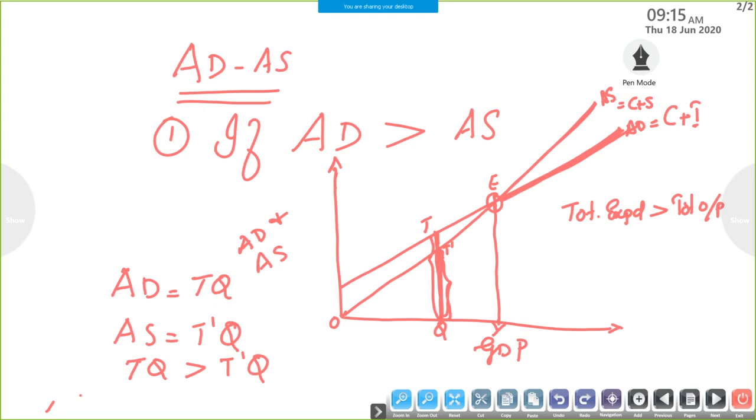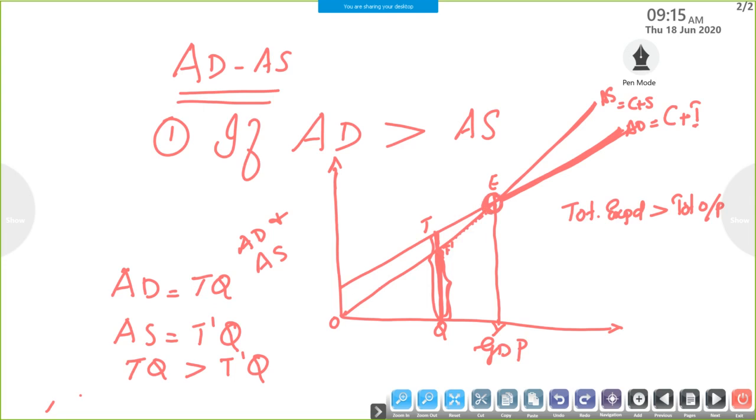So here what is happening? Producers are very happy. If they produce more, definitely they will get more profit. Here there is abnormal profit, demand is more. The economy is ready to purchase at any price. That's why firms are increasing their production. Right? If they increase their production, then finally they will reach the equilibrium position.